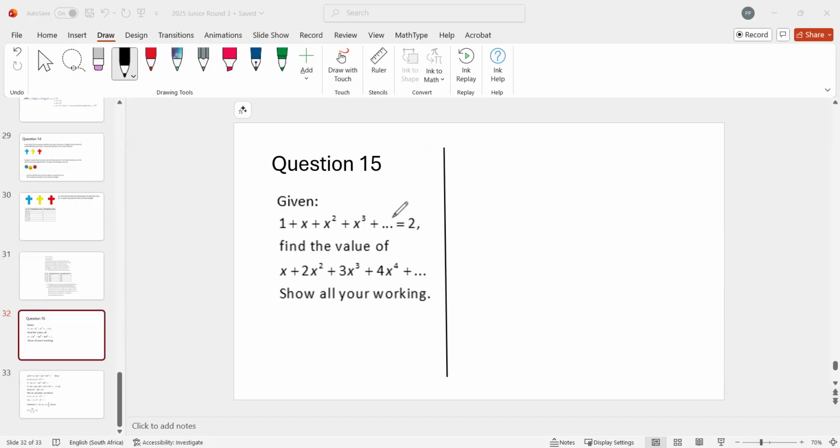Now look at this. Given that 1 plus x squared and so on, plus dot dot dot. In other words, it goes on indefinitely. It's actually an infinite sum, because it doesn't end anywhere. Right? So given that this is equal to 2, now find the value of this one here. So we need to calculate this s, and this is equal to 2. Okay. Now, so what is s?